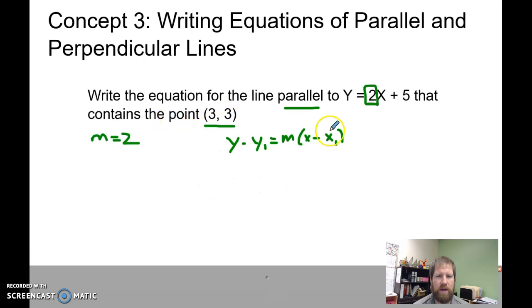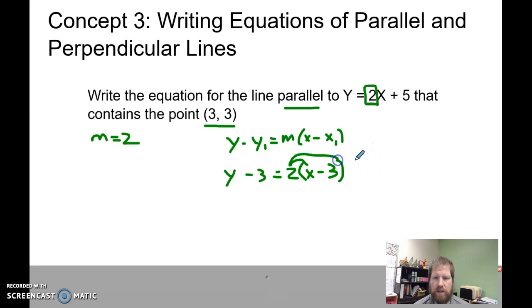Just plug in what I know. So I know my m is 2, slope is 2. I know that my x value is 3, so it would be minus 3. I know that my y value here is 3, so it will be minus 3. And I have y minus 3 equals 2 times x minus 3. And at this point, if all you are wanting is point-slope form, you're done. Generally, you want to convert it to slope-intercept form, so we'll do that.